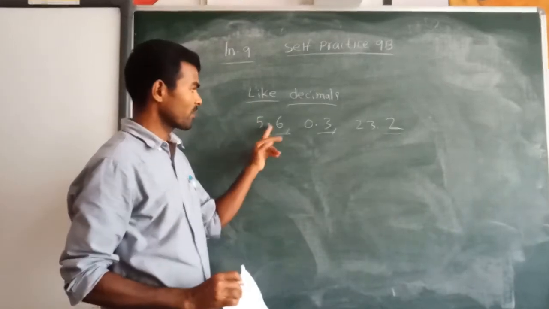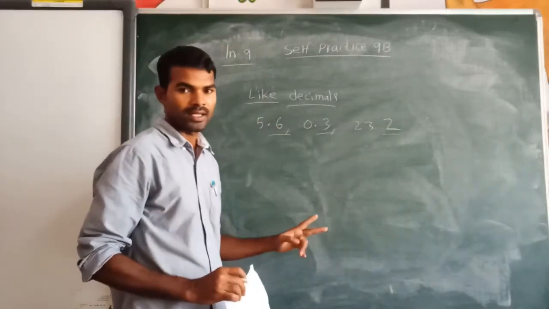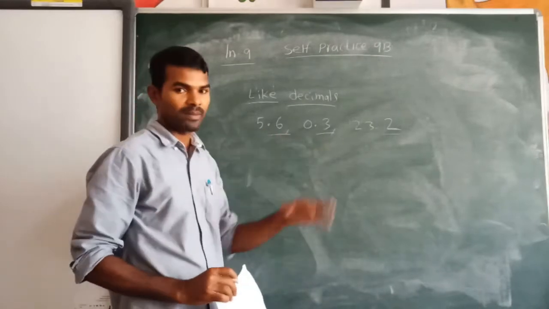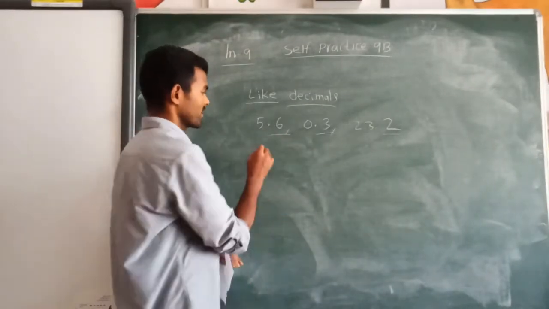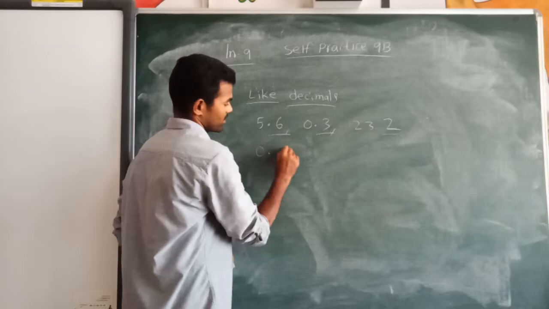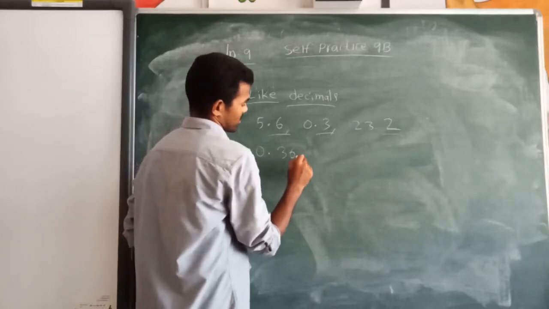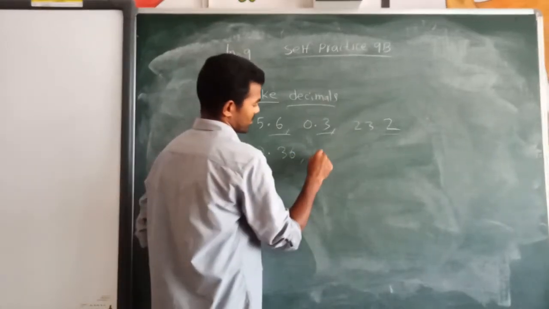Or else after the point, two numbers we can get, or else after the point, three numbers. That is also like decimal. You can see, 0.3636.